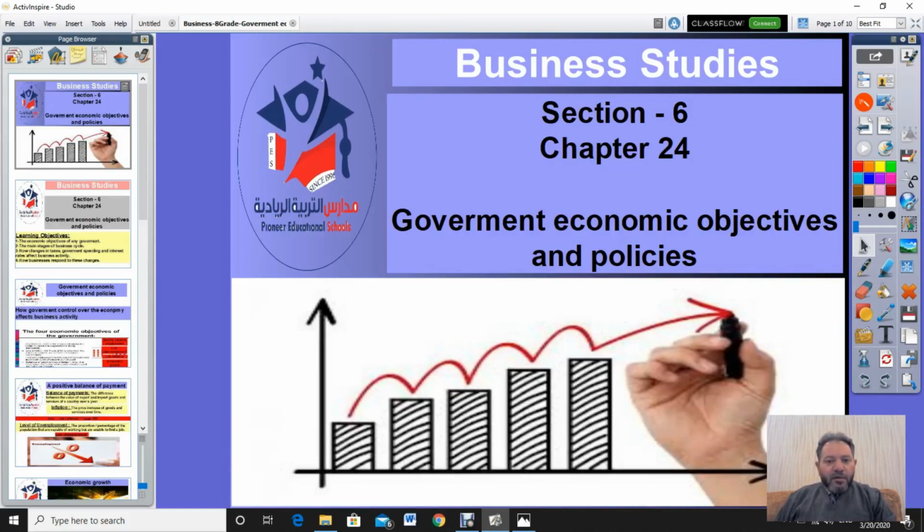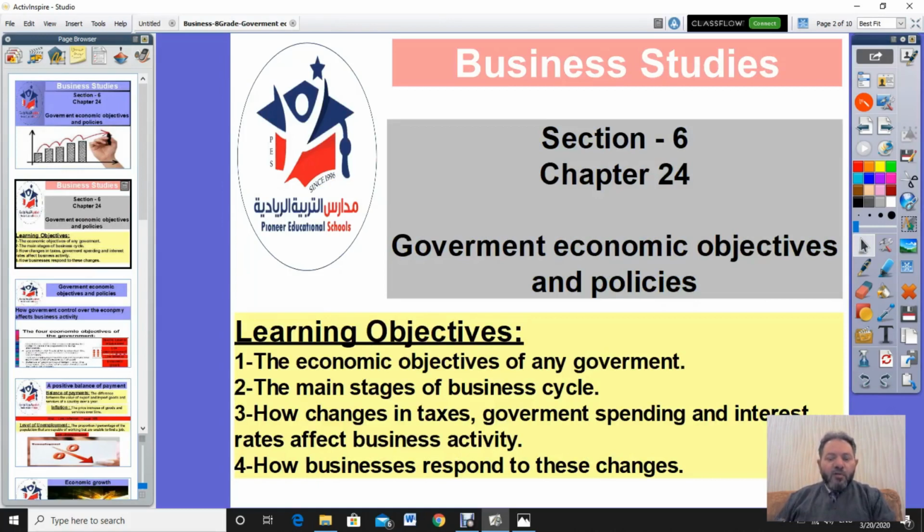Let's take an overview of the learning objectives of this chapter. In this chapter we are going to learn the economic objectives of any government, the main stages of the business cycle, how changes in tax, government spending, and interest rates affect business activities, and finally, how businesses respond to these changes. Let's start, guys. Let's go.